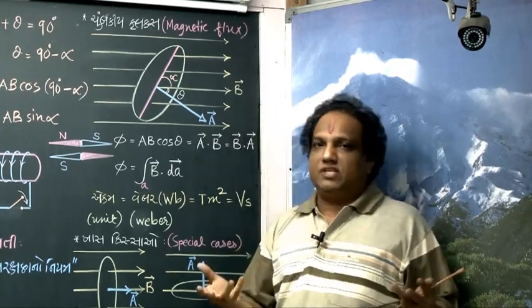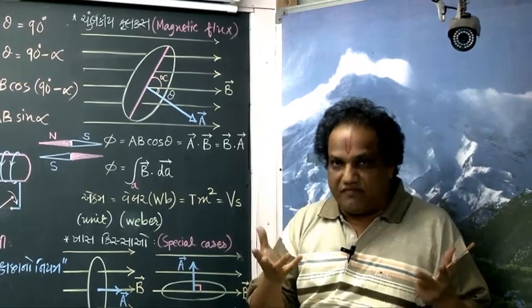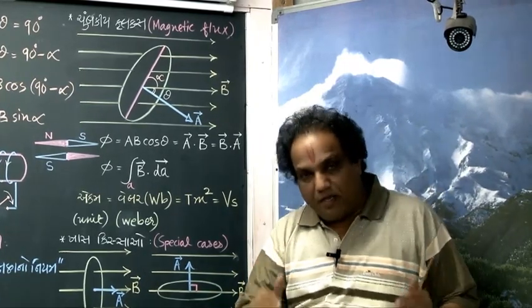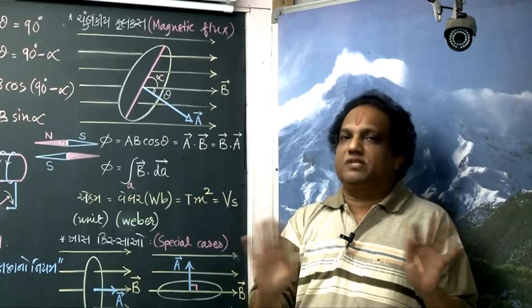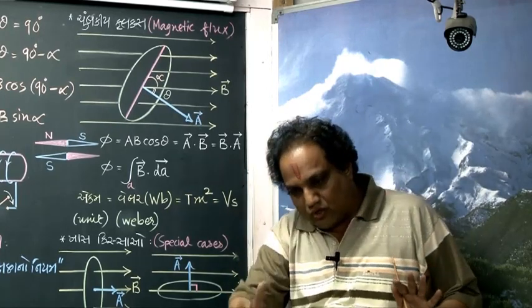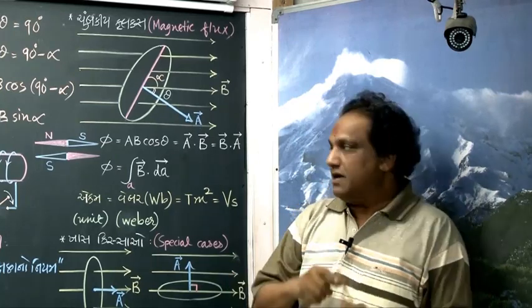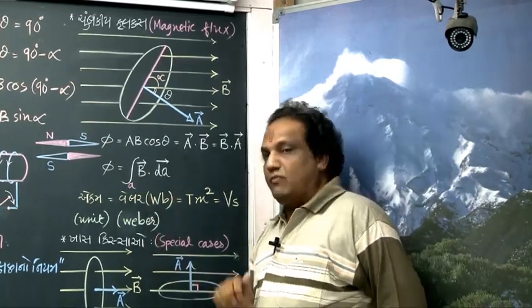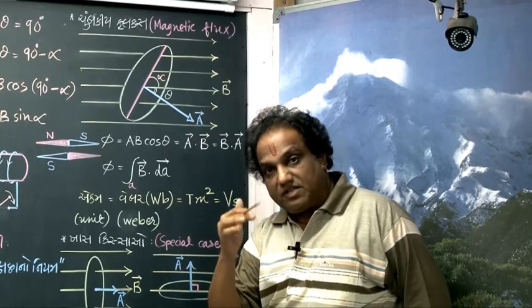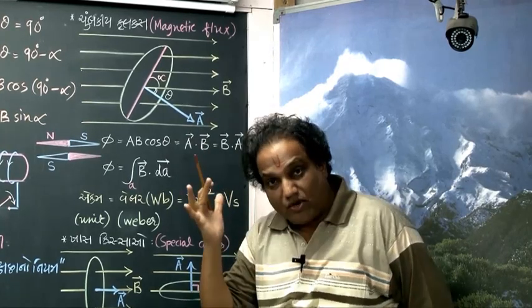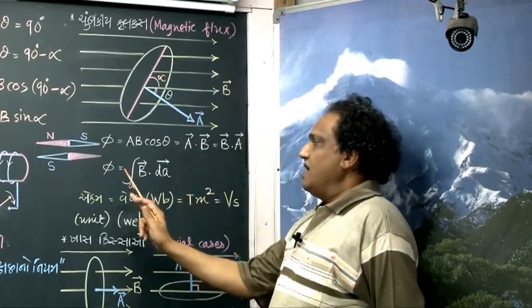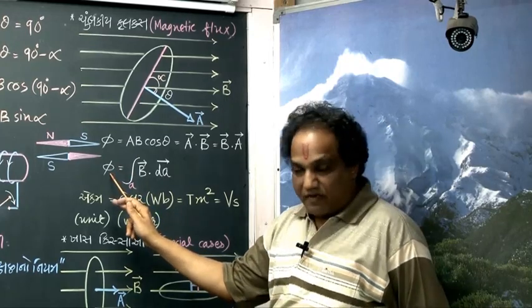But it is not necessary that whichever surface you consider in the magnetic field must be plane. It may be curved also, it may have some irregular shape, no problem. Now in that case, how would you find the magnetic flux linked with a surface which has an irregular shape? For that, we define magnetic flux this way.